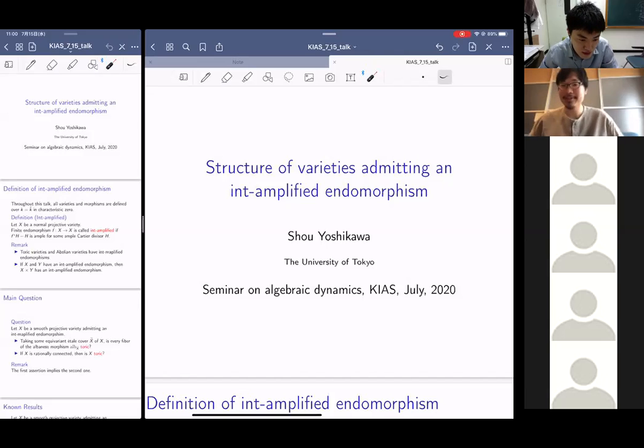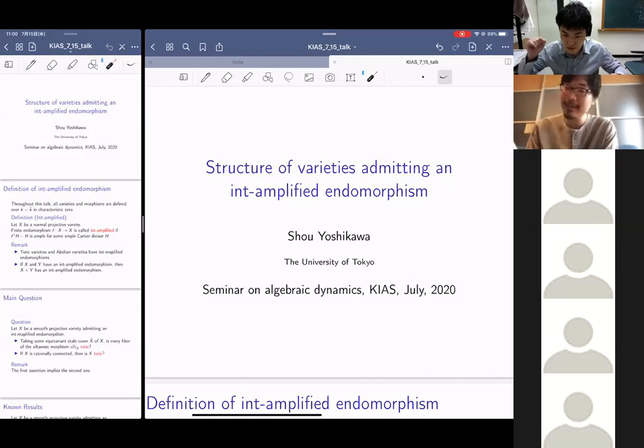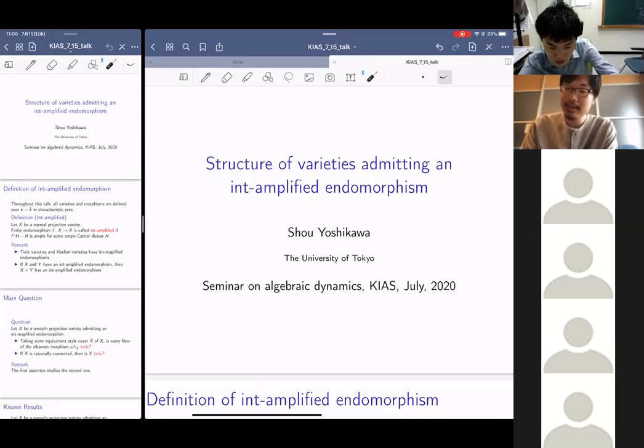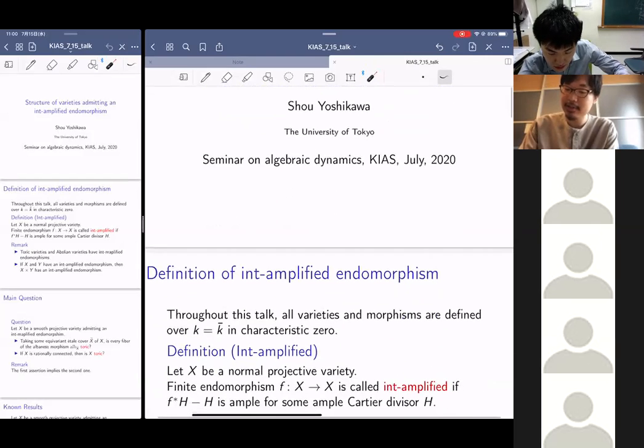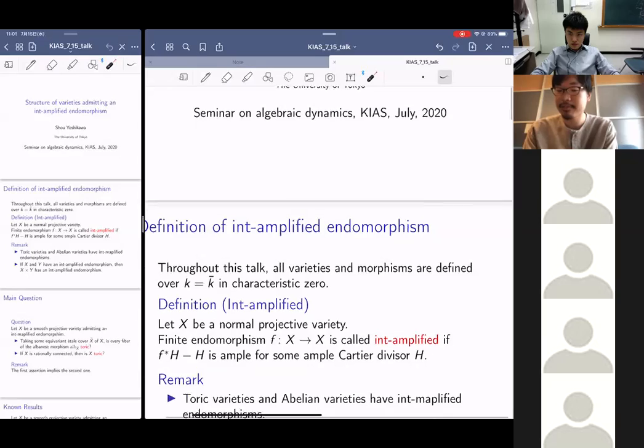Thank you very much for the introduction, and I would like to thank Professor Mayer for giving me this opportunity and organizing this really nice conference. Today I'd like to talk about the structure of varieties admitting an int-amplified endomorphism. In this talk, all varieties and morphisms are defined over an algebraically closed field K of characteristic 0.